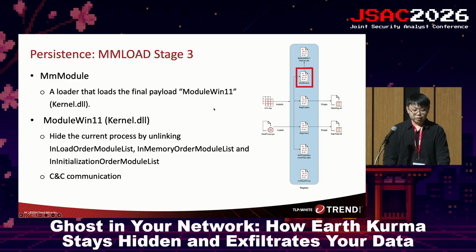And next, it will try to load a loader called MM module. It will load the final payload called module win11. For the final payload, it will hide the current processes by unlinking the 3 doubly linked lists in Windows. And it will then do the CNC communication.